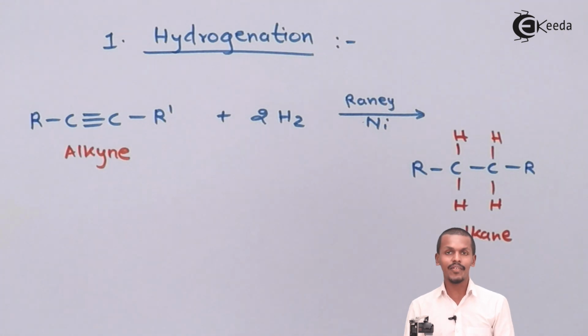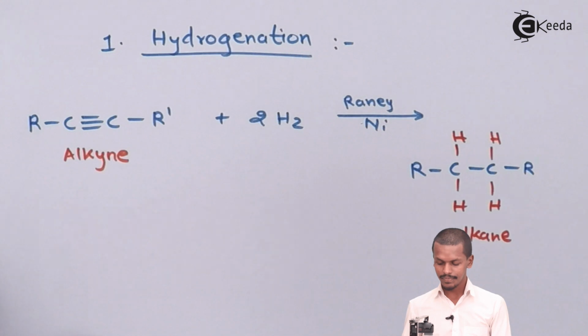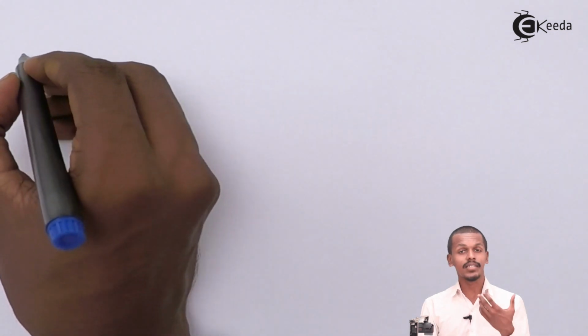Suppose we introduce a catalyst like palladium or platinum in the presence of CaCO3 and lead acetate as a poison. In that case the alkyne can be retarded at the alkene stage itself, and further hydrogenation would not take place. So let me give an example. Suppose we have an alkyne like this one.